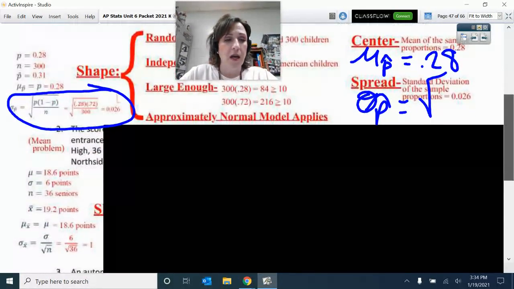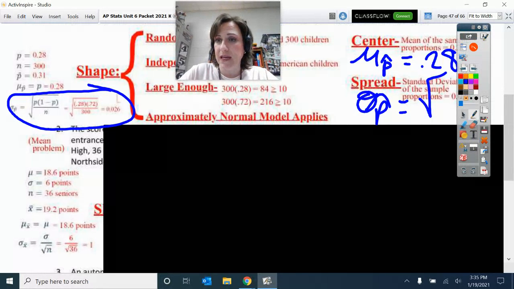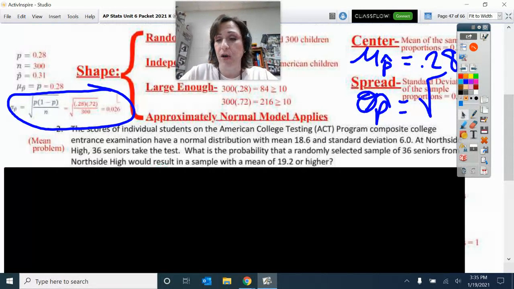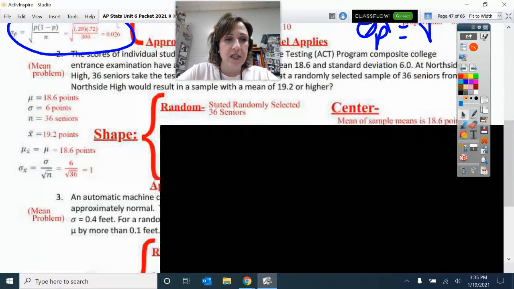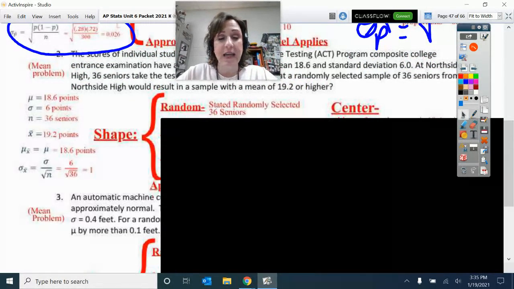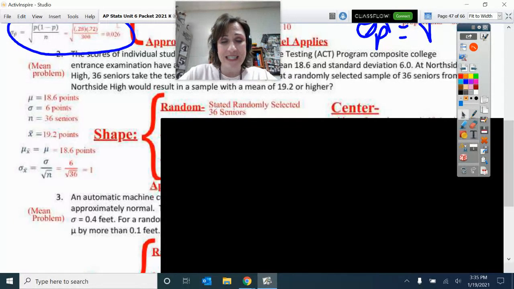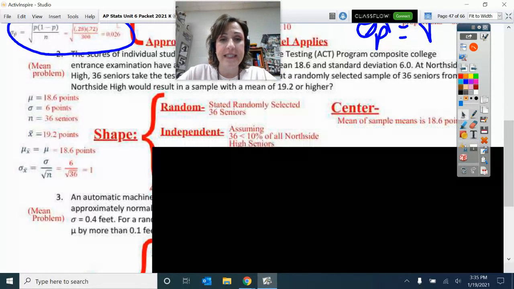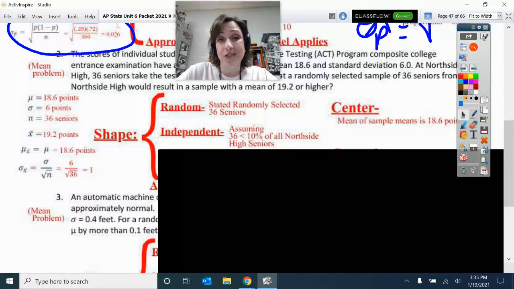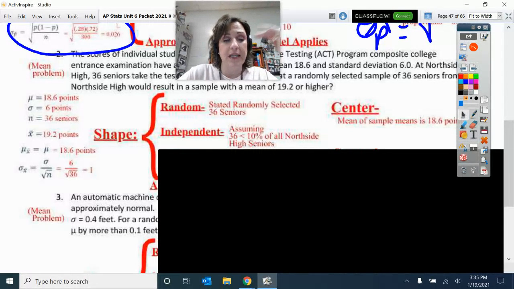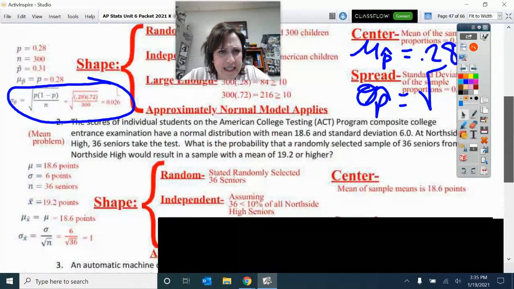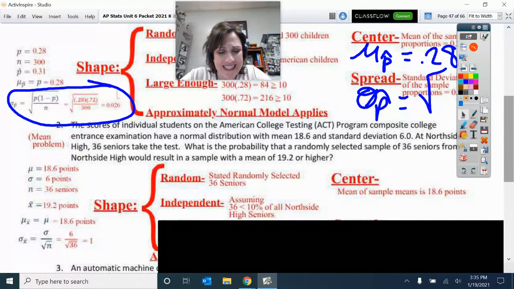All right. Next, this one was a mean problem. So here we go. Shape, random. It was stated that they randomly selected 36 seniors, so I identified the sample, stated or assumed, and randomly selected. Independent. I wasn't sure if this was going to be right, because I'm not sure if 36 is less than 10% of all Northside High seniors. So now I could say it's less than 10% of all students taking the exam.